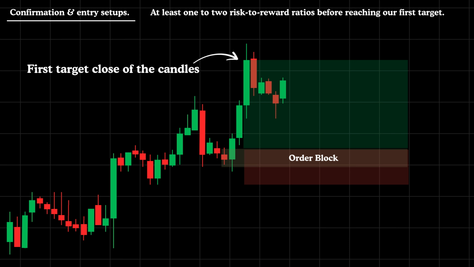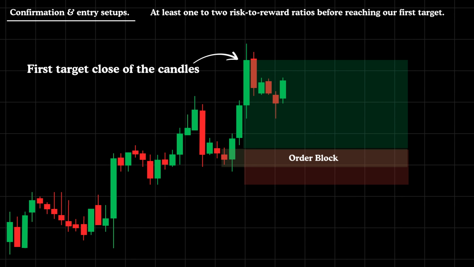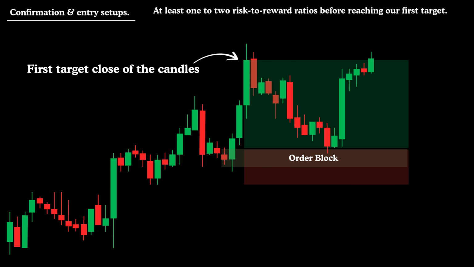Entry, at the start of the order block. Stop loss, just below the most recent swing low, or above the swing high in a short position, to give the trade room to breathe. If the order block is a narrow zone, you can afford to widen your stop slightly to avoid getting wicked out by market noise.